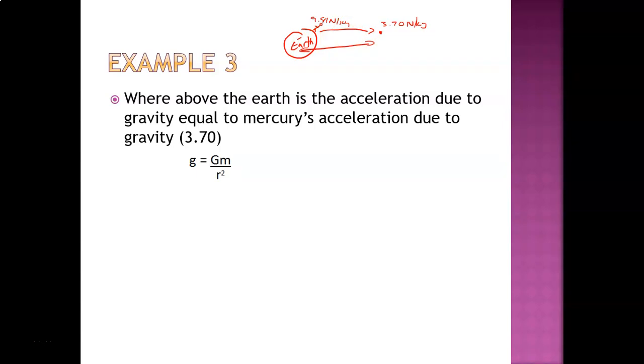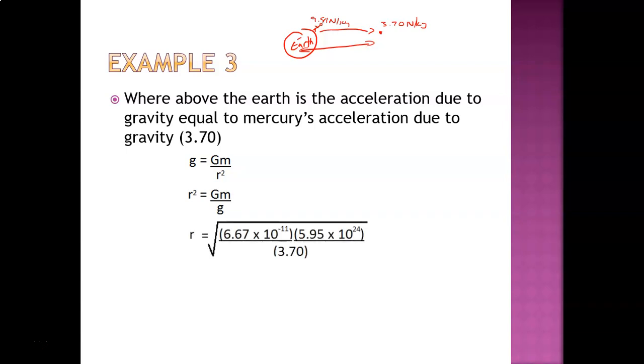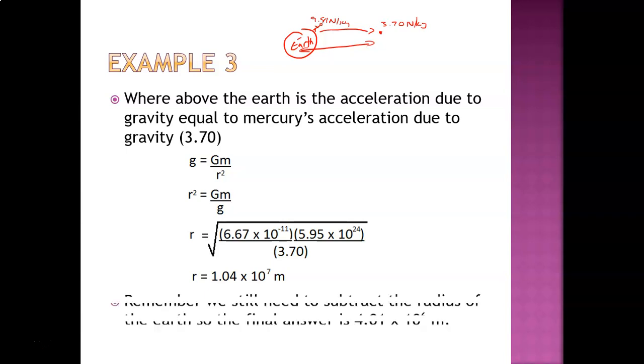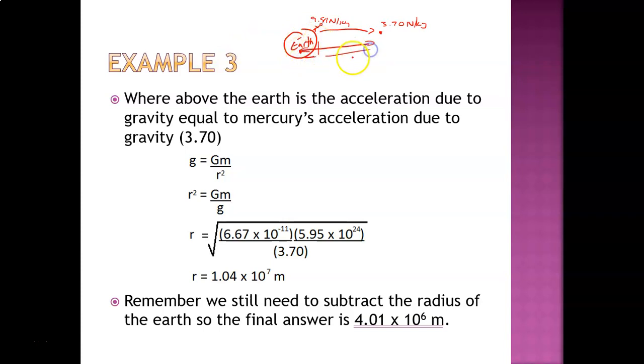So g is equal to Gm over r squared, right? We isolate the r squared and take the square root, but instead of g being 9.81, we're finding the distance from there at where it's 3.70. We find that r is 1.04 times 10 to the 7 meters. But remember, this is the distance from the center of the Earth. So we actually need to subtract the radius of the Earth to find out how far away we are from the Earth. And so it's actually 4.01 times 10 to the 6 meters.